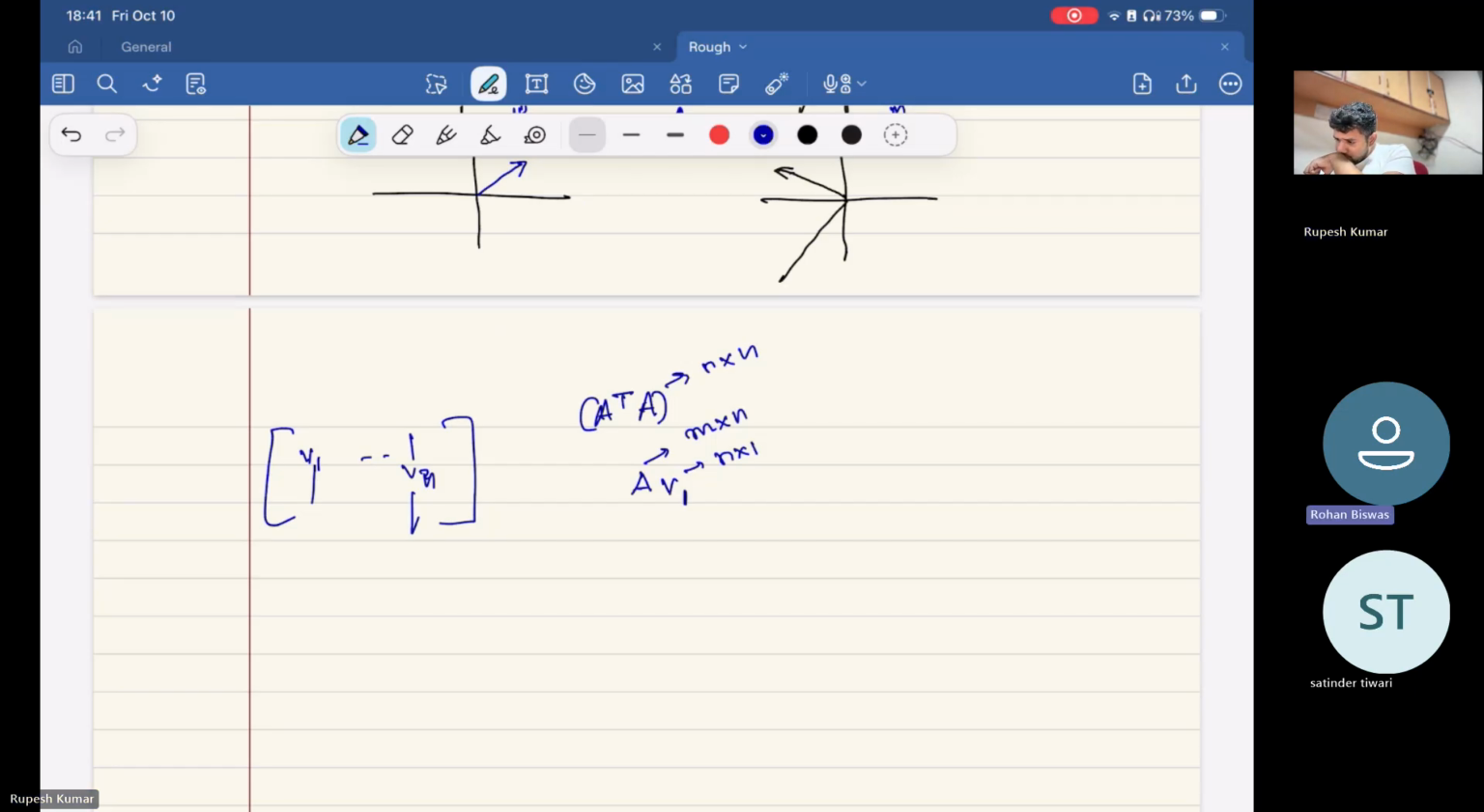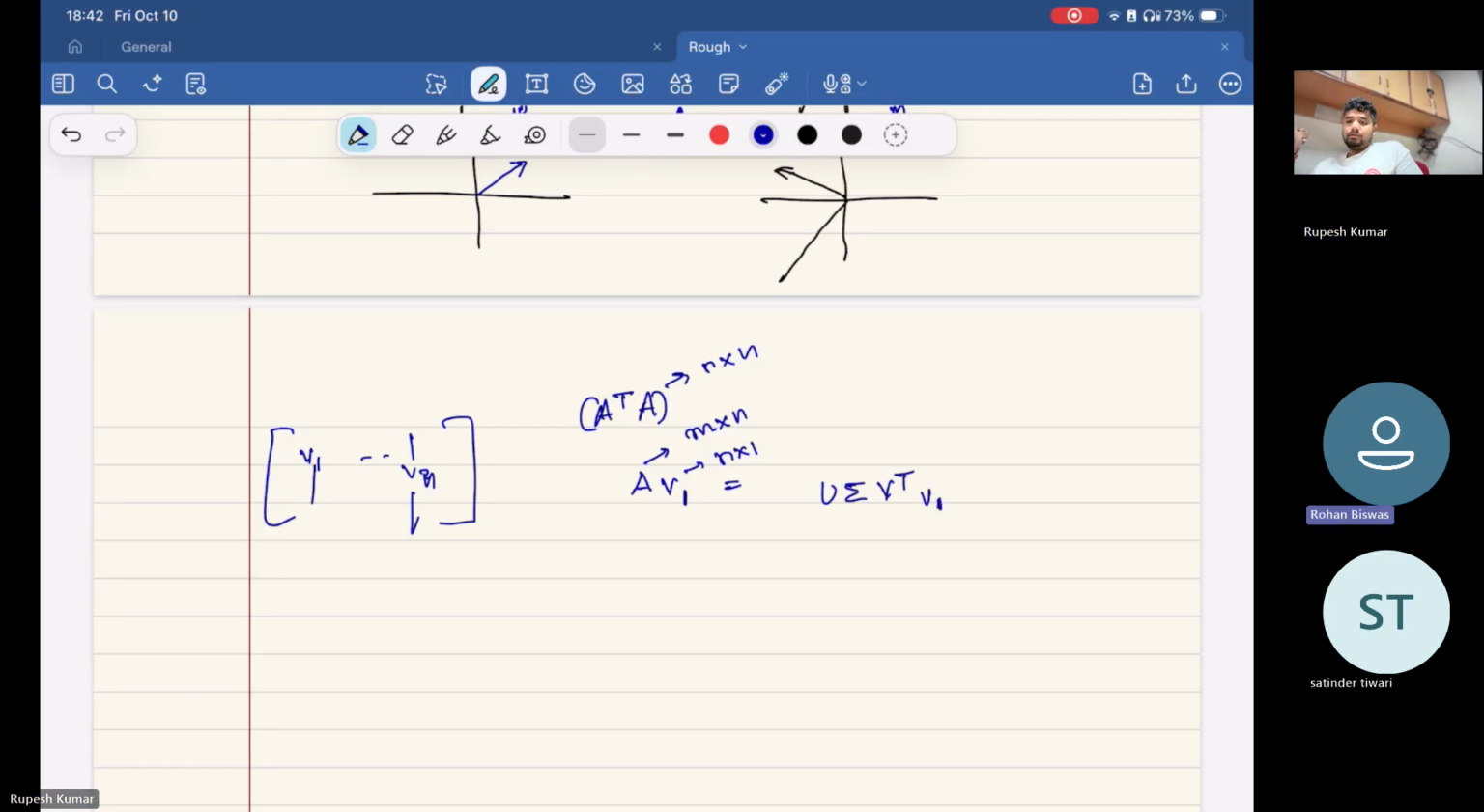So can you write A v1 equal to U sigma V transpose into v1? I was trying to represent A in its SVD form and then multiply it by v1. So A v1 equals U sigma V transpose in its SVD form, into small v1. You want to see what it looks like, right?